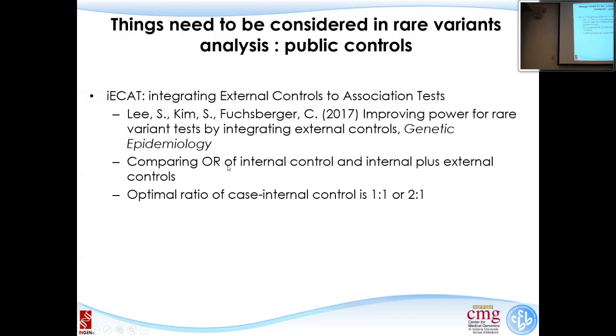They just compare the odds ratio between the internal control and the internal plus external control. Whatever sample size your case has, probably the same number of controls or half the number of controls, then just combine with whatever is available from the external control. Then you do the association analysis.